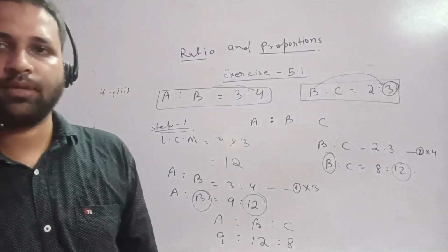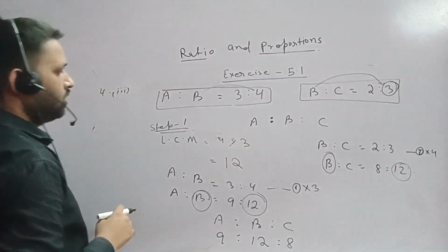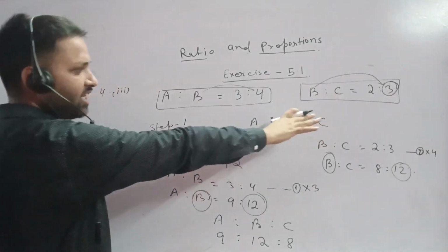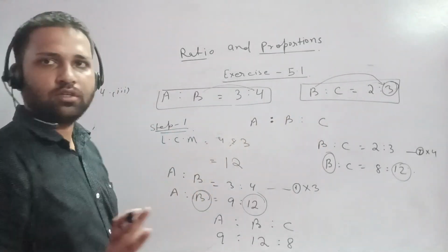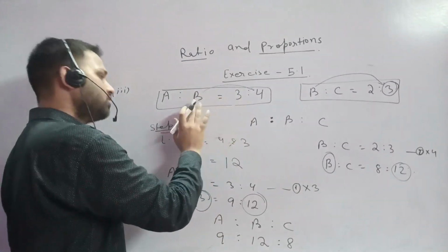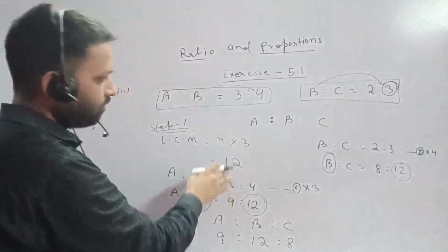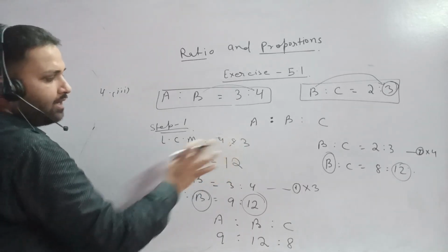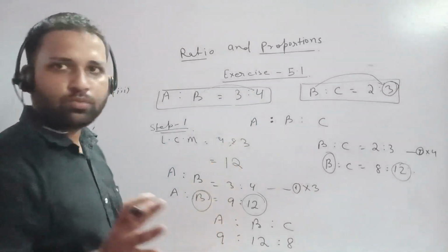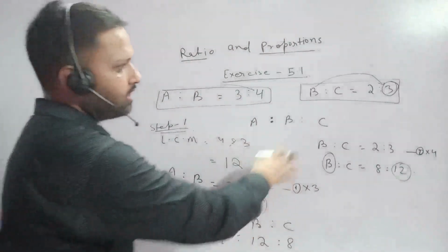That is the process, and a very good process. I want to repeat one more time. A is to b is given, b is to c is given. We have to find a is to b is to c. First of all, check which number is common. Here we see that b is common. So you take the LCM of 4 and 3. You get 12. So you try to convert b into 12, so you multiply the first ratio by 3 and the second ratio by 4.